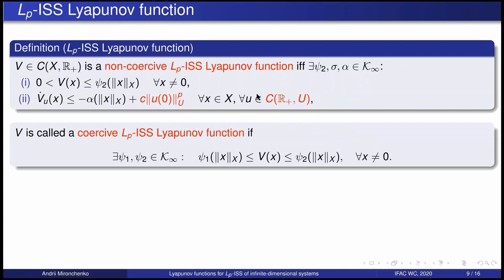And then, having such a definition and such a dissipation inequality for all continuous functions, we still are able to prove some results for merely integrable inputs due to the fact that continuous functions are dense in LP for P less than infinity. If V also has the uniform lower bound, we again call the Lyapunov function a coercive LP ISS Lyapunov function.